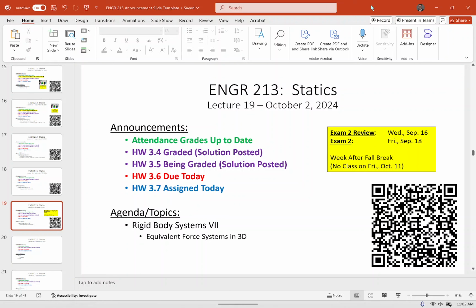I think we're rocking and rolling on grades. 3.5 still being graded, but everything else is still up to date. How did this last homework go? Did the trust make sense? Okay, I had a feeling.